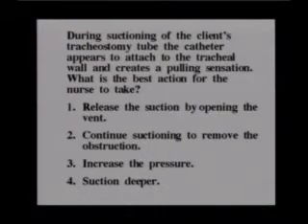During suctioning of the client's tracheostomy tube, the catheter appears to attach to the tracheal wall and creates a pulling sensation. What is the best action for the nurse to take? 1. Release the suction by opening the vent. 2. Continue suctioning to remove the obstruction. 3. Increase the pressure. Or 4. Suction deeper. So just imagine yourself now suctioning that patient and it sort of sticks to the tracheal wall.